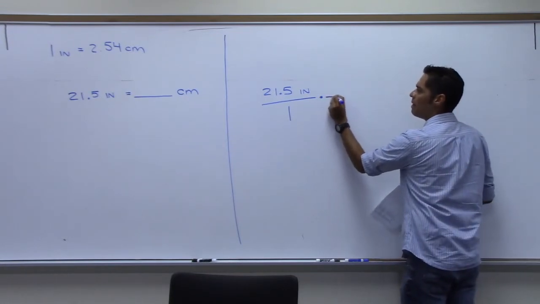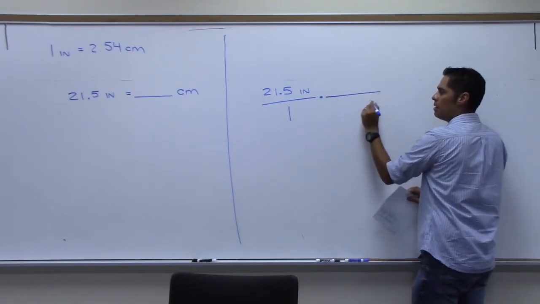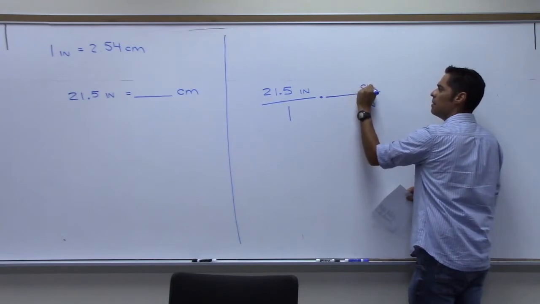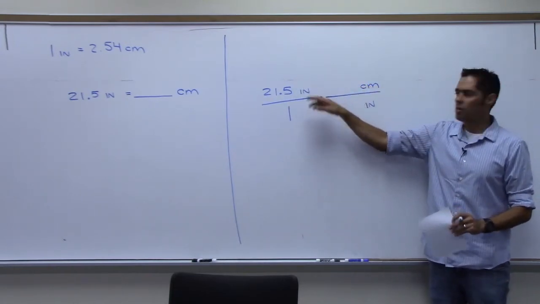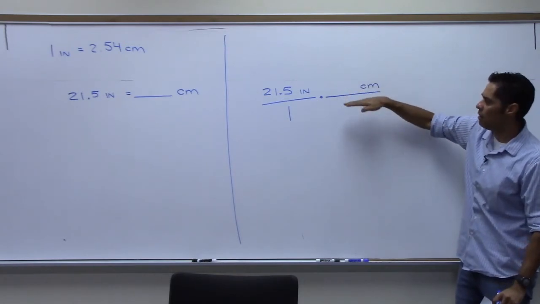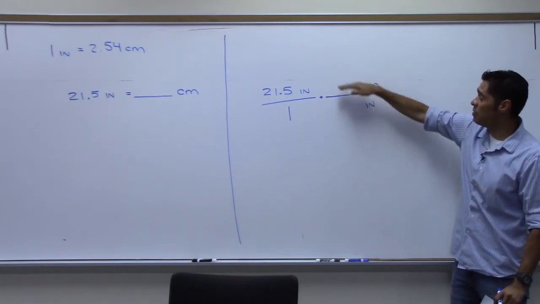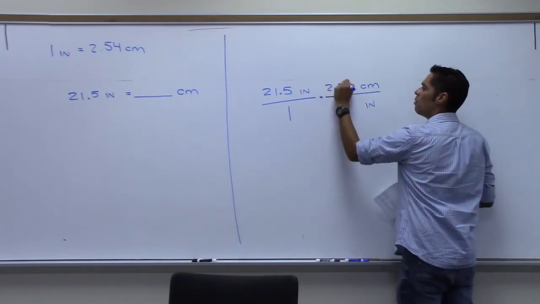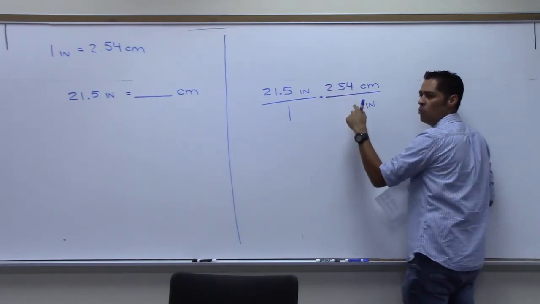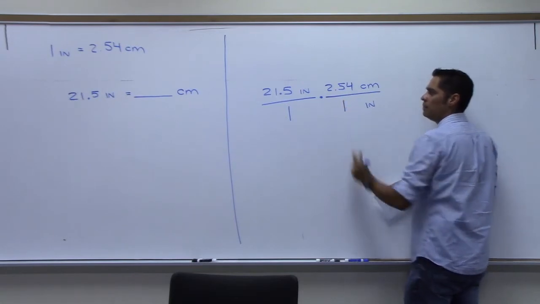Multiply this by a fraction, right? Inches down here, centimeters up here. And what we can do is we'll get our units to cancel. So you need to tell me what's the relationship between centimeters and inches? 2.54 centimeters in what? 1 inch.